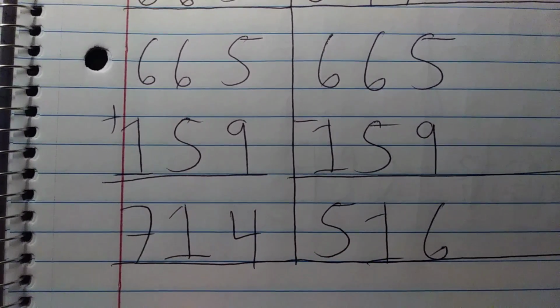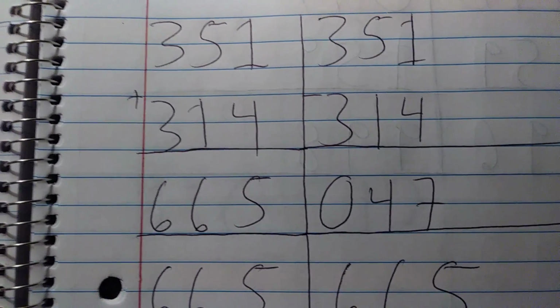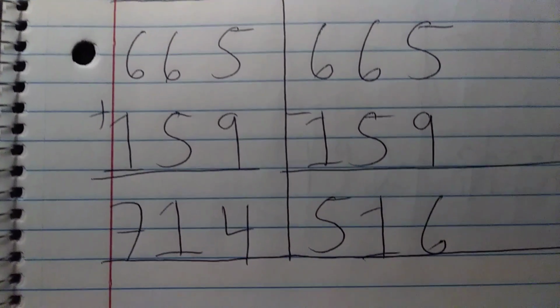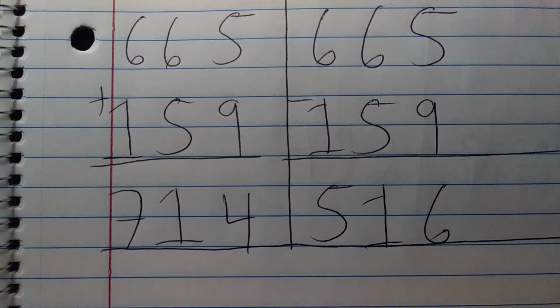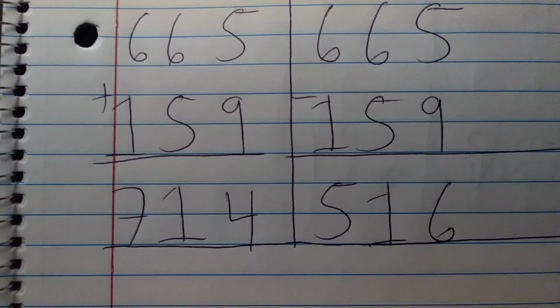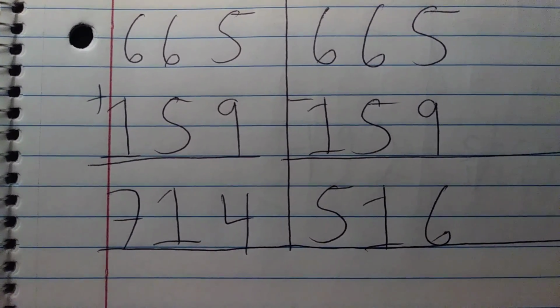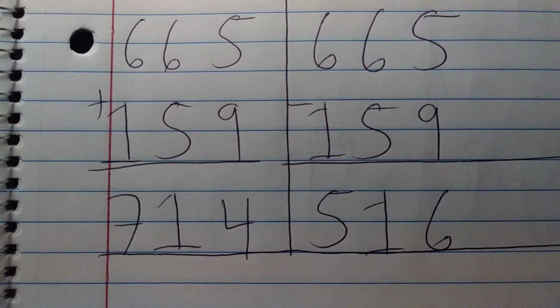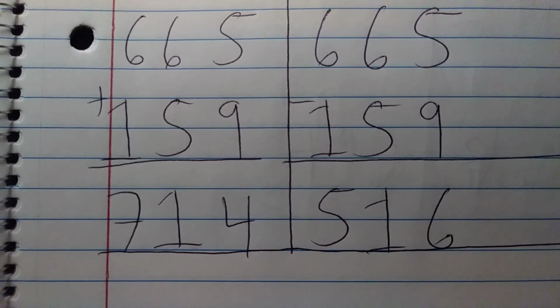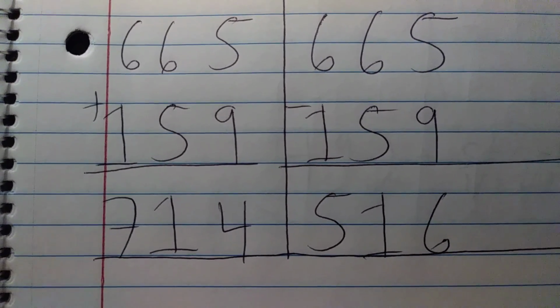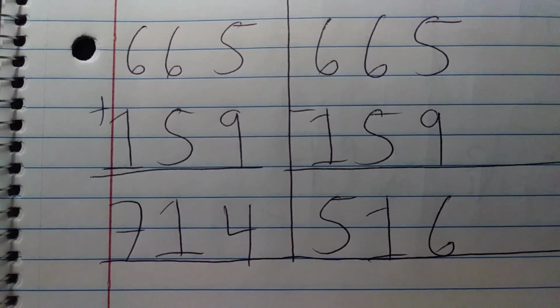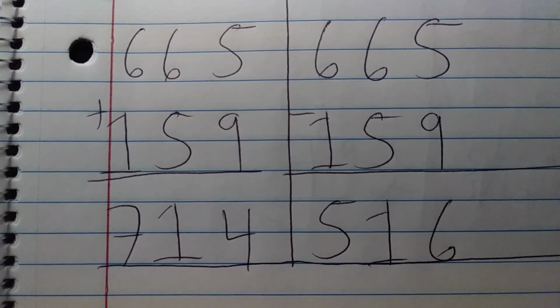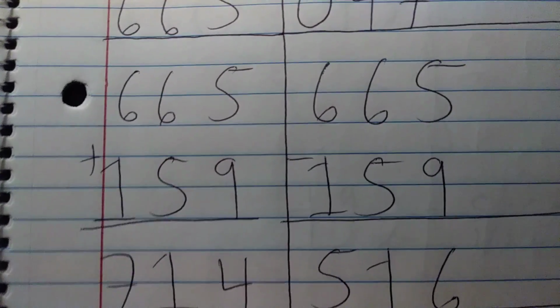You're going to take 665, which you got from up here. You're going to add 159, so 6 plus 1 is 7. 6 plus 5 is 11, keep the 1. And then 5 plus 9 is 14, keep the 4. You're going to subtract off 159, so 6 minus 1 is 5. 6 minus 5 is 1. And then 15 minus 9 is 6, so 516 and 714 did not hit in the next 7 days.